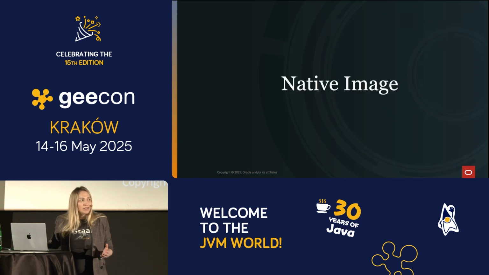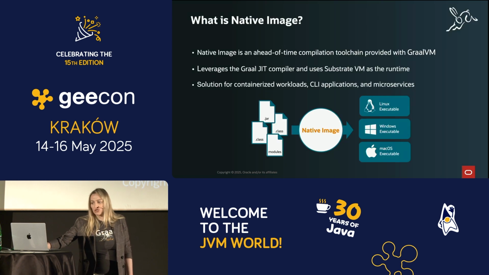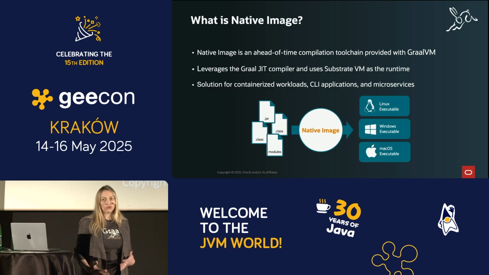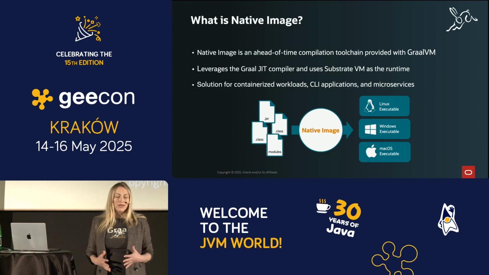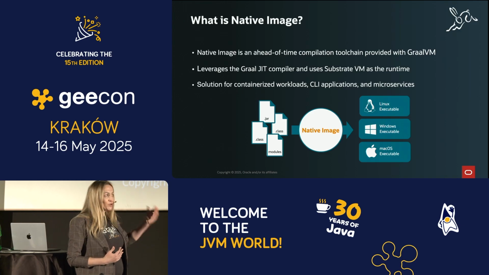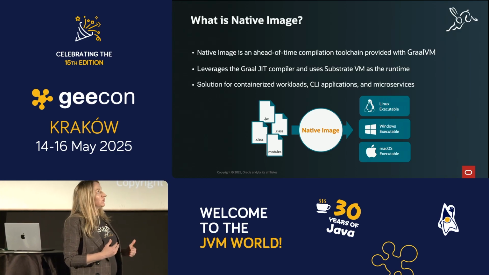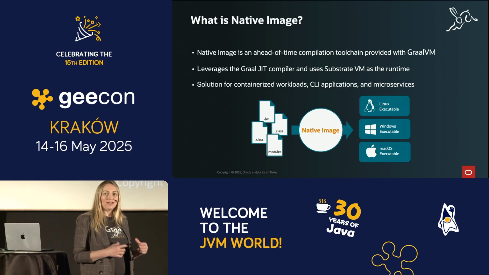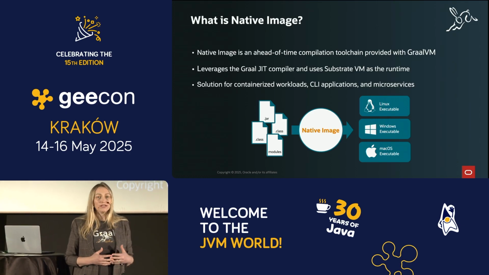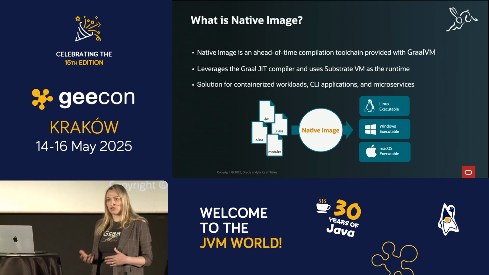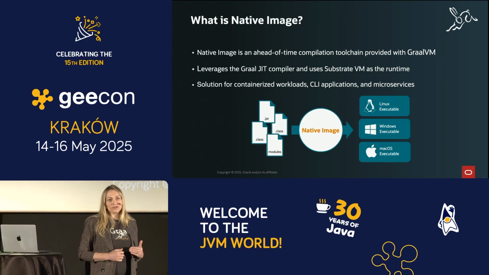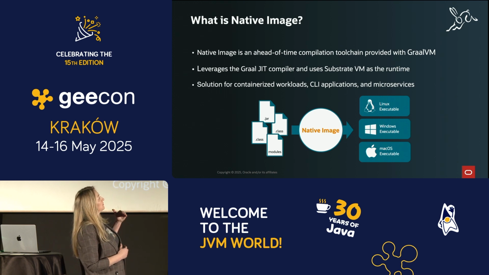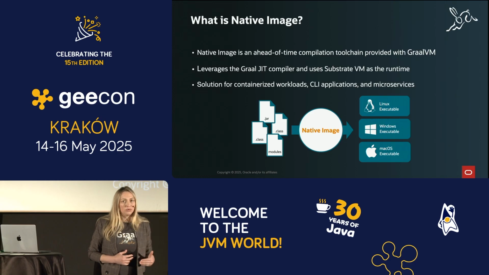And what is native image? Native image is an ahead-of-time compilation toolchain. It has been mentioned a couple of times yesterday and today, and we will be using it extensively. What it does is compile Java applications ahead of time into a native binary. It can be an executable file or a shared library. Underneath, it employs the Graal JIT compiler to run initializations. It is a good solution for microservices deployments and for CLI applications.